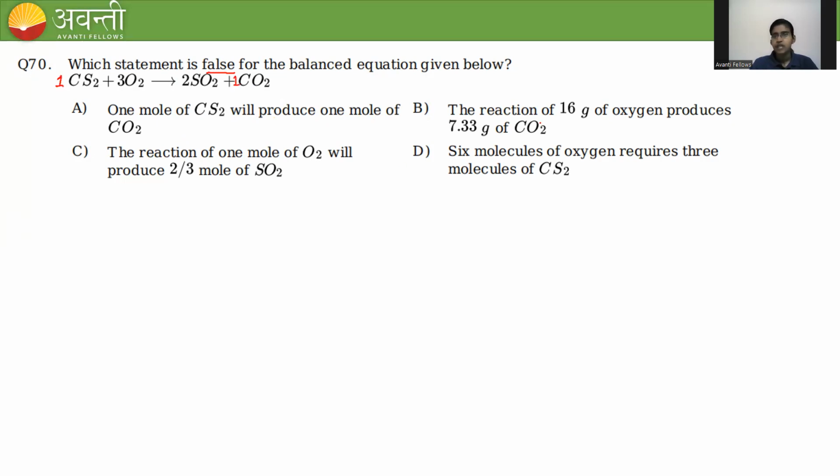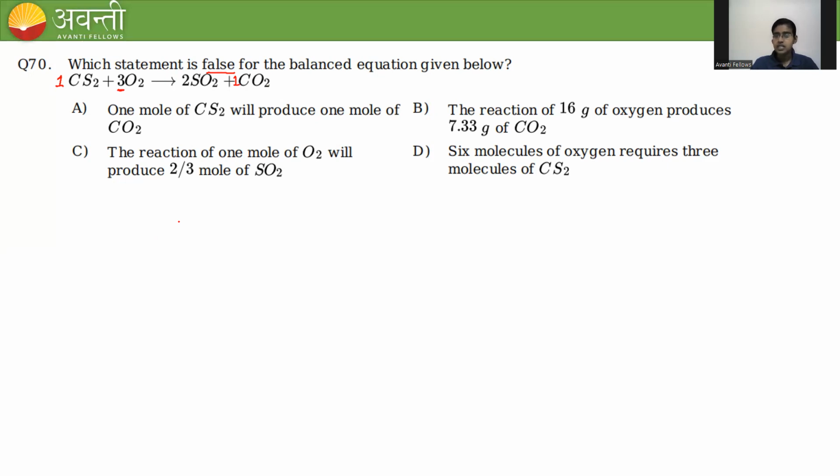That is correct. And the reaction of 16 gram of oxygen produces 7.33 gram of carbon dioxide. So the ratio for oxygen and carbon dioxide is 3:1, right? It is 3:1. So if 16 gram of oxygen reacts, it will produce 7.33 gram of carbon dioxide. That is also correct. Then coming to option C, the reaction of 1 mole of oxygen will produce 2/3 mole of sulfur dioxide. Yes, the ratio is 3:2, so for 1 mole, it will be 2/3 only.